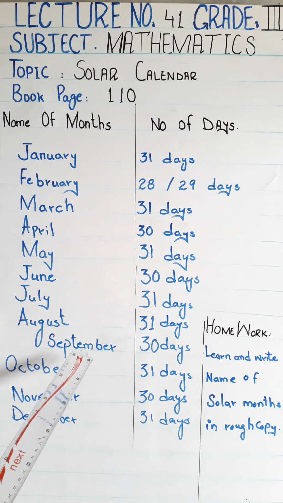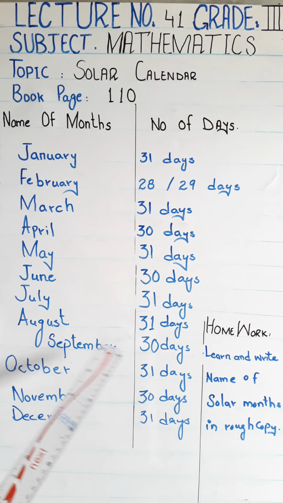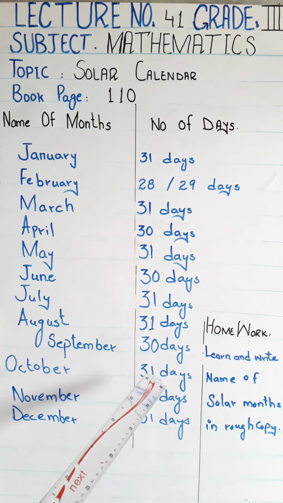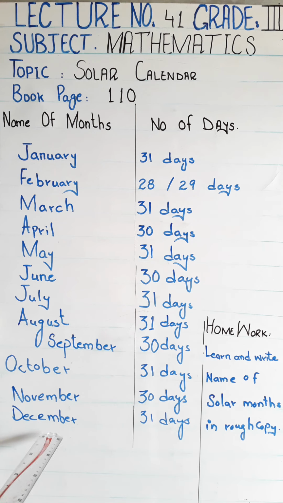Ninth month is September, 30 days. Tenth month is October, 31 days. 11th month is November, 30 days. And the last month of the year is December, 31 days. Clear? Clear, student?